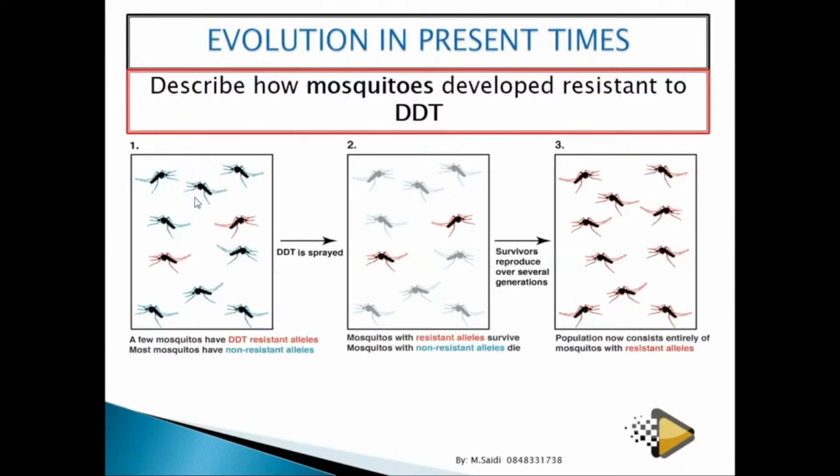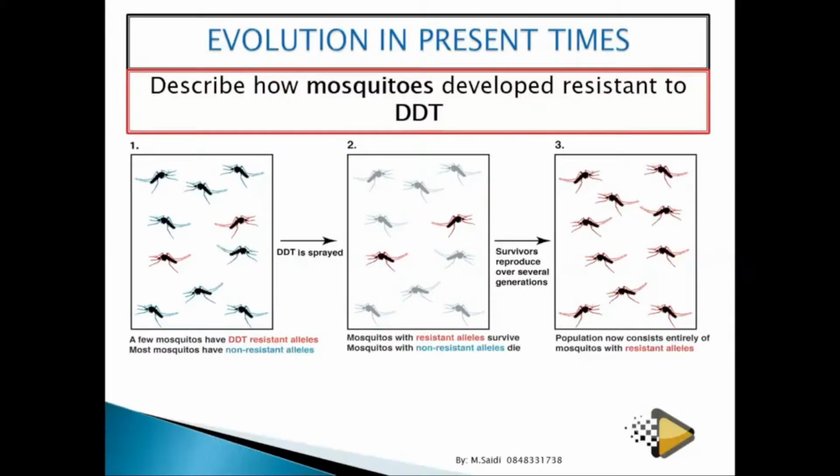So when you apply DDT, the non-resistant mosquitoes are going to die. You see them, they're fading out, while those which are resistant will survive. These resistant ones will pass their genes to the next generation and reproduce in large numbers. With the second application of DDT, it will not be able to affect them. Why? Because the ones which are resistant have survived. Then it means that the DDT will become ineffective to the mosquito.